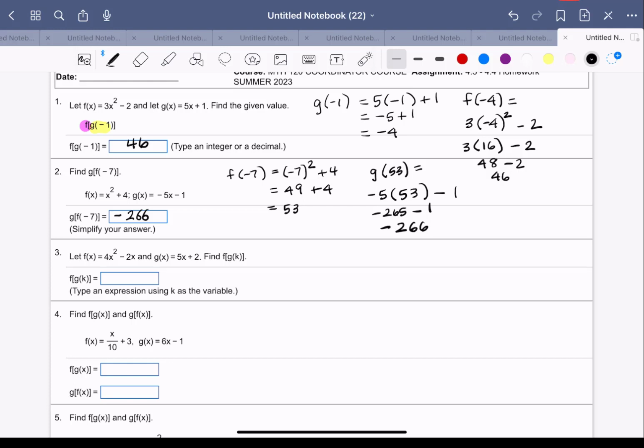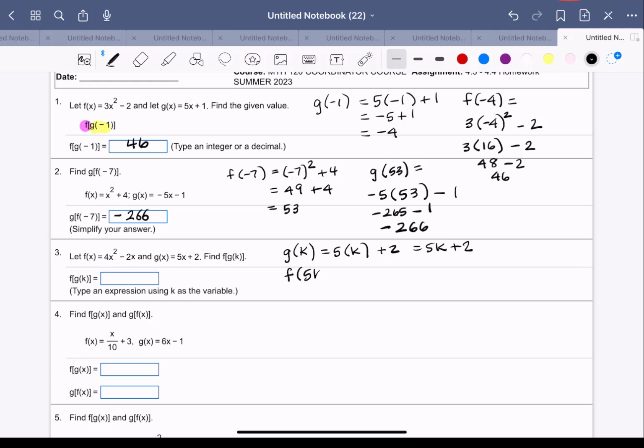Example number 3. f of x is 4x squared minus 2x, and g of x is 5x plus 2. Find f of g of k. So they want us to put k into g, so we're going to do g of k. That means for every x, we're going to put a k. So that ends up 5k plus 2. And now we need to put 5k plus 2 into f.